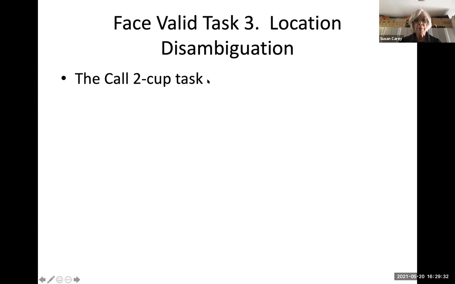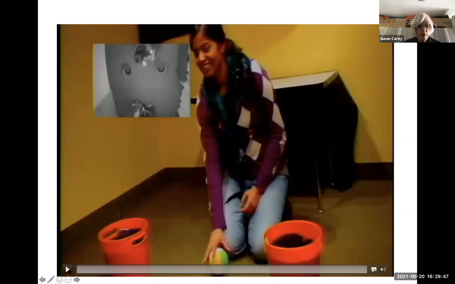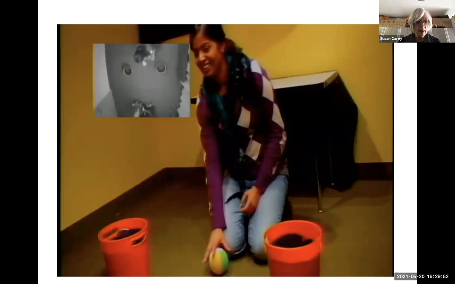This is the cup-top cup task. This was the task introduced by Premack in the 80s in a different version. Here's the structure of the task. I'm going to show you it with infants, because this is a version that I'm going to actually test with infants at the end of the talk.